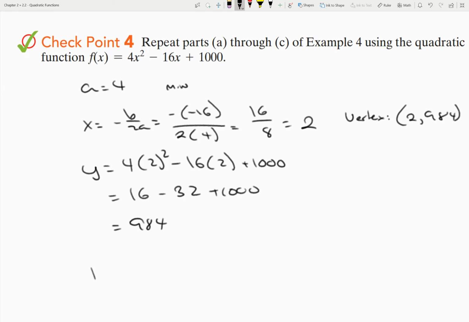And the last is domain. Again, all parabolas are going to be all real numbers. And the range, because this is a minimum, is going to go from 984 to infinity. If you plug 2 into this function, you get 984. That's the smallest number you can get. The vertex.